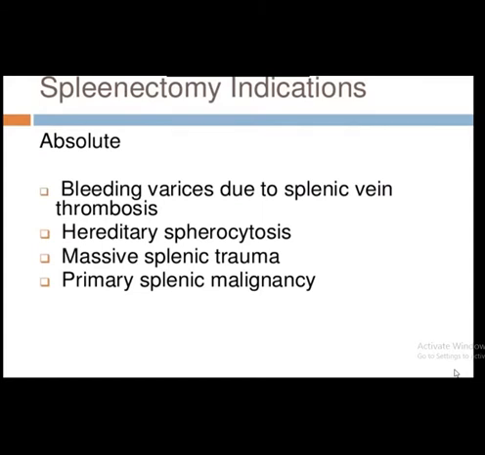Splenectomy indications. There are a few absolute indications: bleeding varices due to splenic vein thrombosis, hereditary spherocytosis, massive splenic trauma, and primary splenic malignancy. All these conditions need splenectomy, but especially a massive splenic trauma where the patient is hemodynamically unstable and needs an urgent laparotomy. We're going to discuss this in detail later.